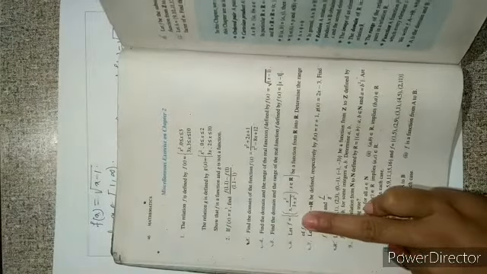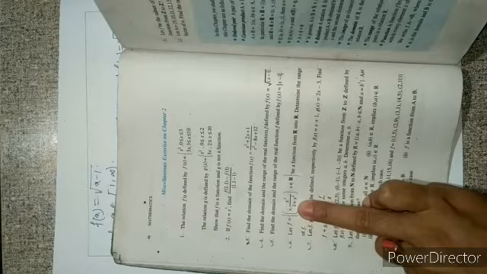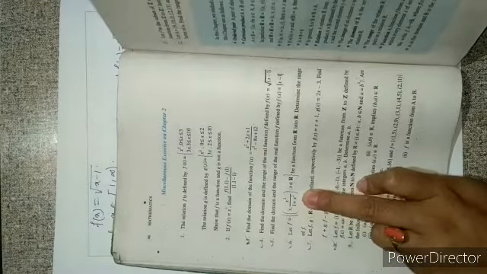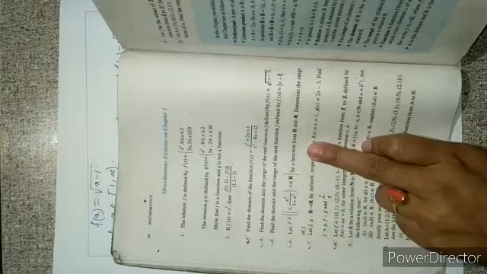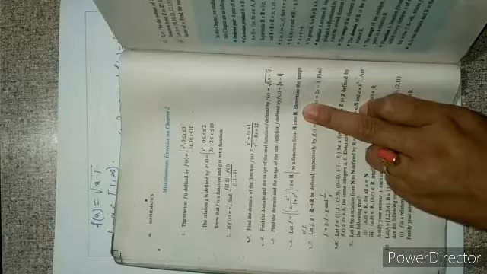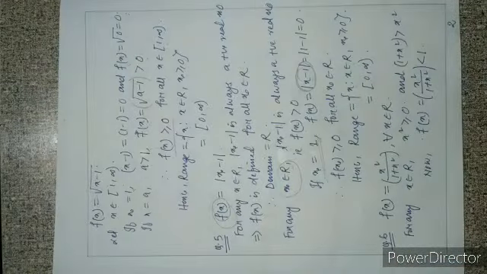Now question number 6. Let f be a function defined by f(x) = x square by 1 plus x square for all x belongs to R, be a function from the set of real numbers into R. Determine the range of the function f.